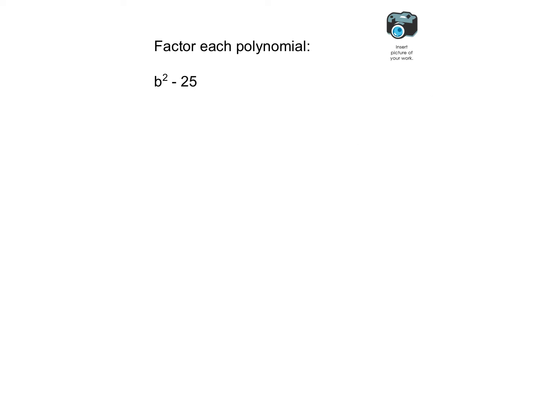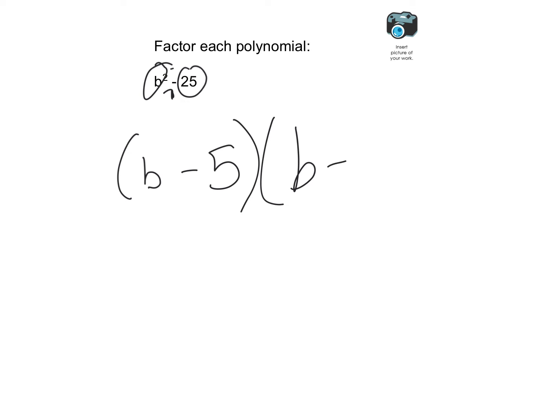So we have a perfect square minus a perfect square. The square root of b squared is b. The square root of 25 is 5. And we write it like that.